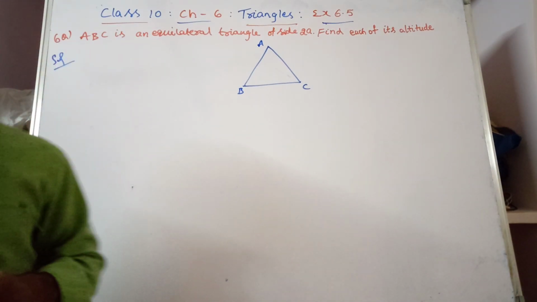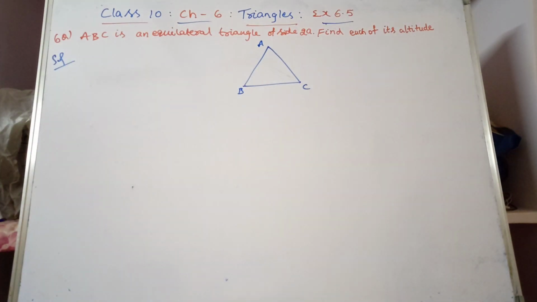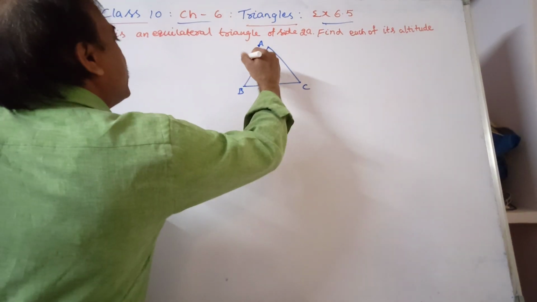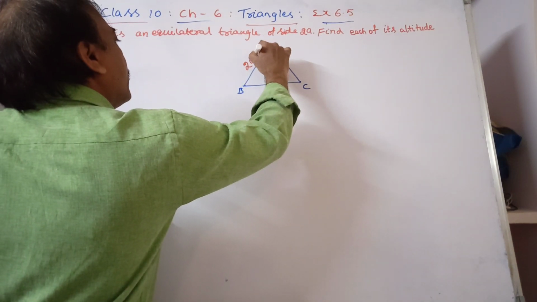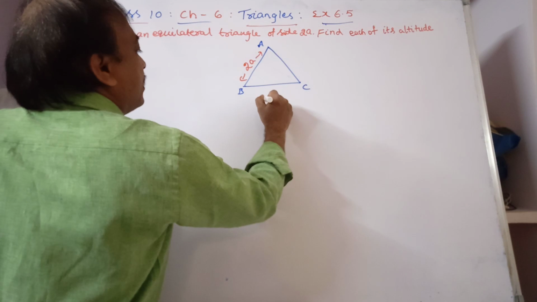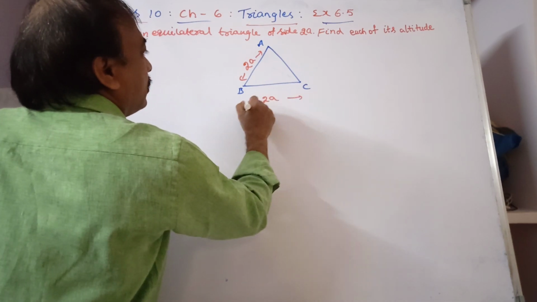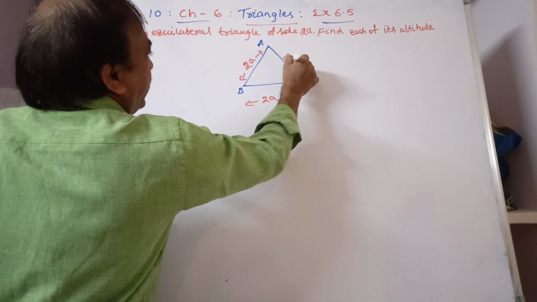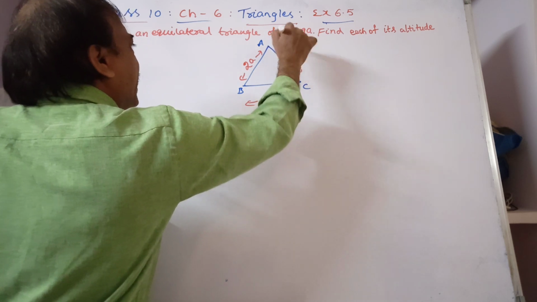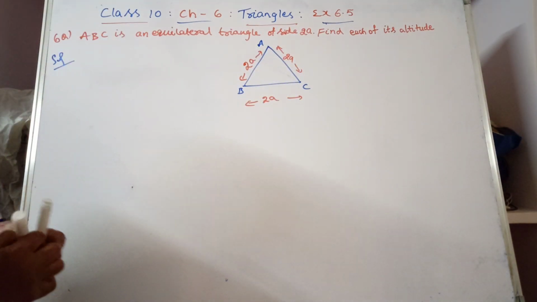Each side is how much? 2a units. Each side is 2a units. So this is 2a, and this is also 2a, and this is also 2a. So what exactly is he asking? Find each of its altitudes.